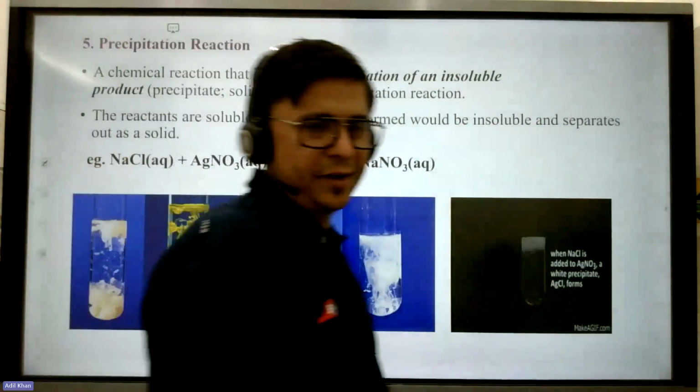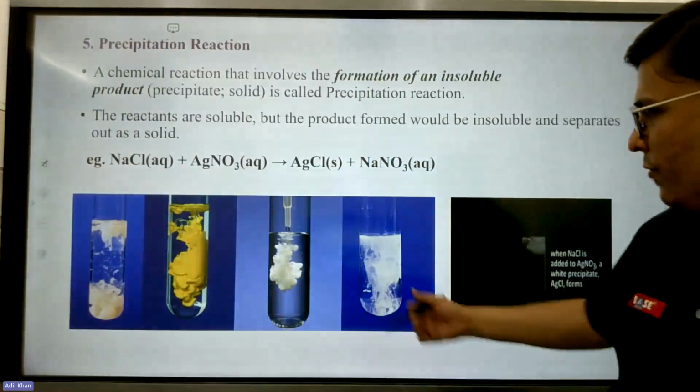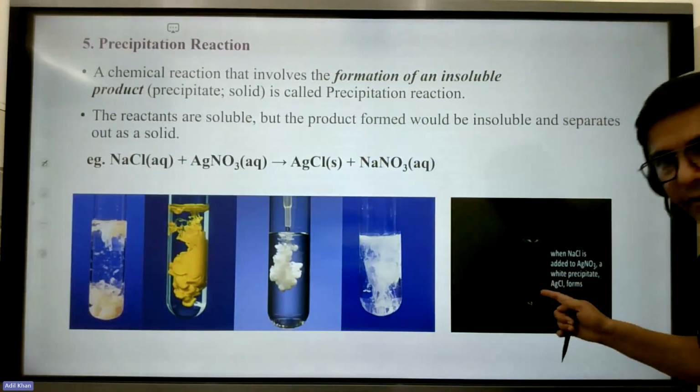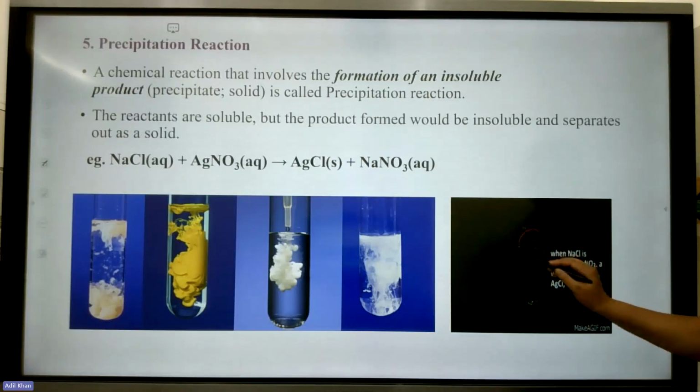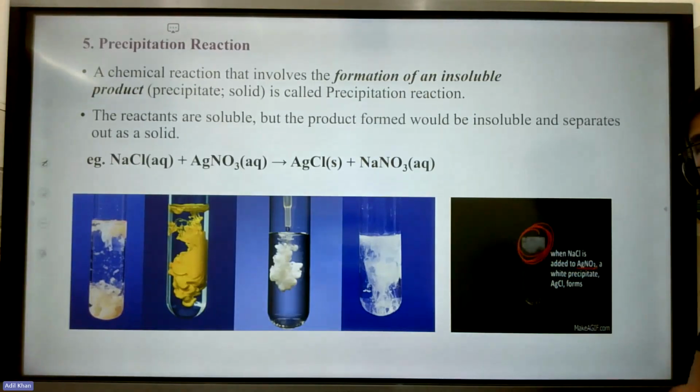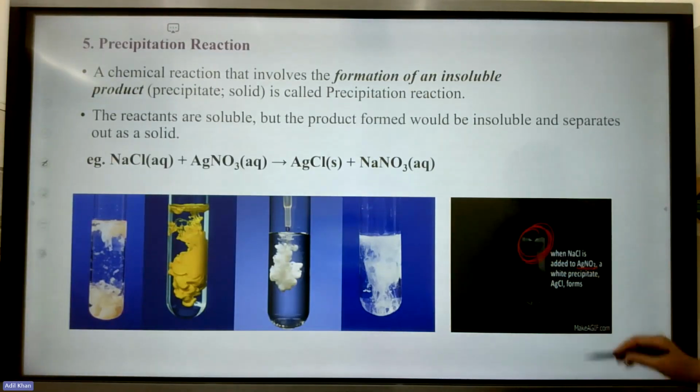Next one is precipitation reaction, a beautiful reaction. You can see some beautiful colors here. This is a GIF if it is not that visible. So when sodium chloride is added to silver nitrate in the lab, you can do this. A white color precipitate is formed here. Can you see here? Turbid white color precipitate is formed. This is the real GIF. White color AgCl is formed.